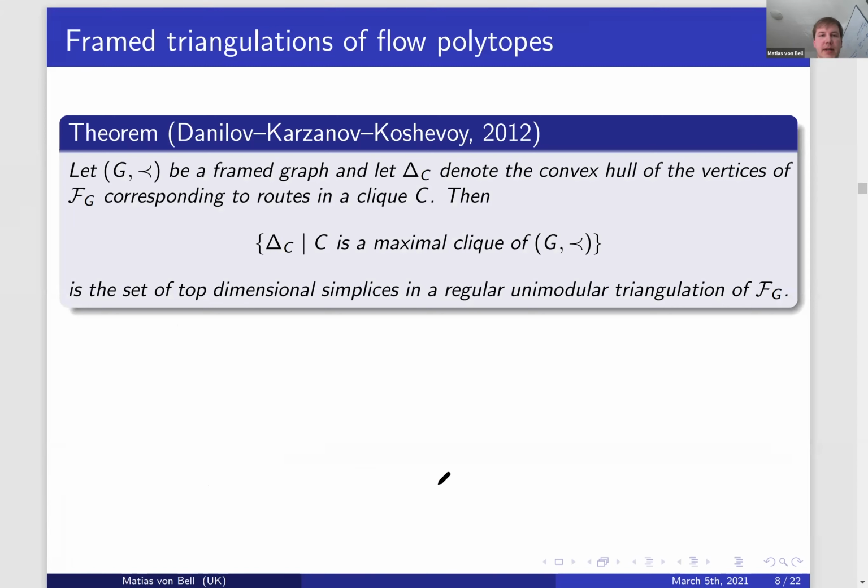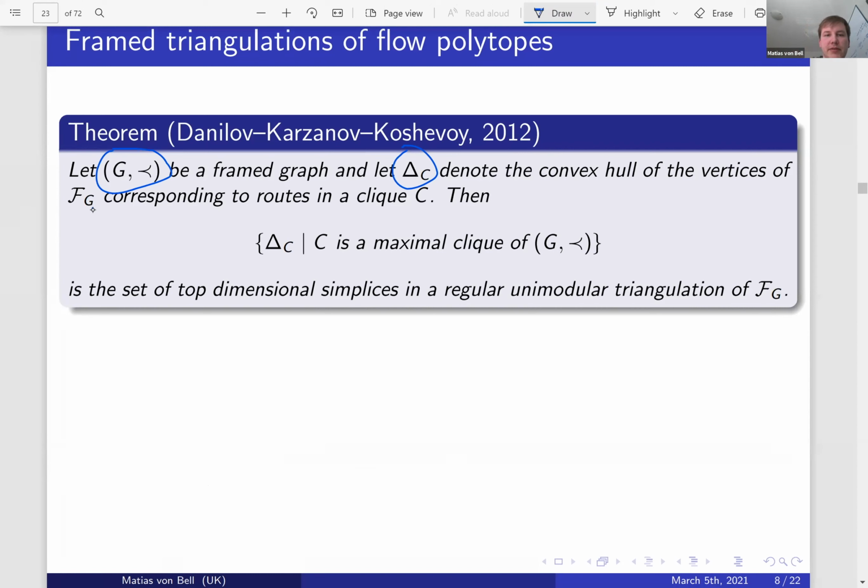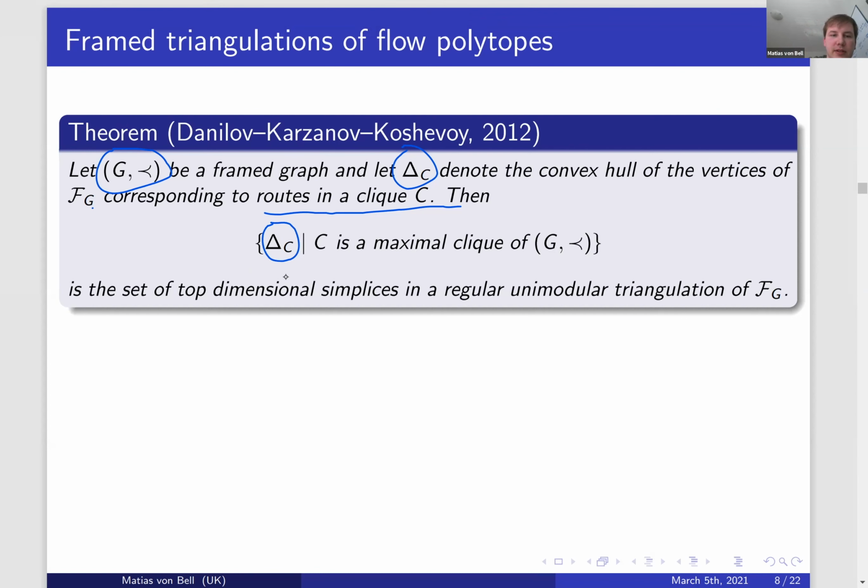That was given by Danilov, Karzanov, and Koshevoy in 2012, and it goes as follows. If I have a graph with a framing on it, then let delta C denote the convex hull of vertices of the flow polytope corresponding to routes in a clique C. Then if I take the set of all of these convex hulls corresponding to maximal cliques in the graph, every one of them gives me a top dimensional simplex, and the collection of all of them gives me a triangulation, and that triangulation is regular and unimodular.